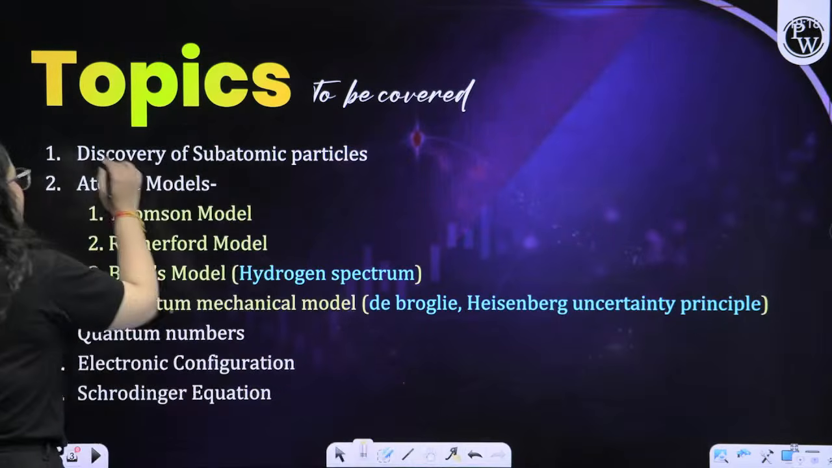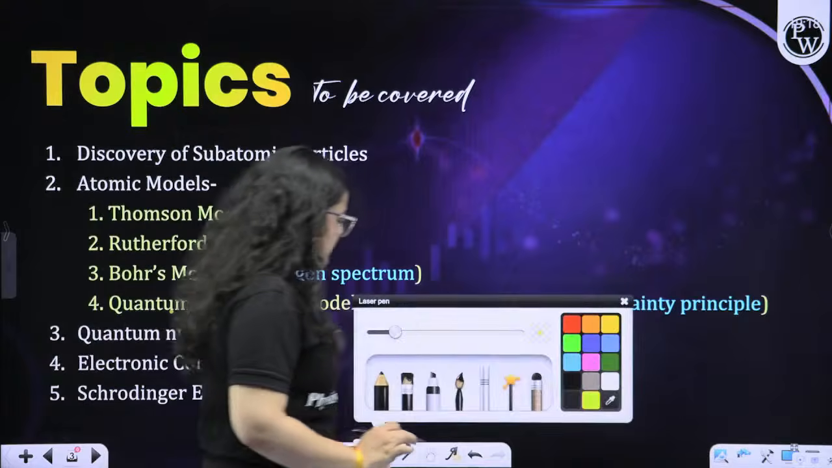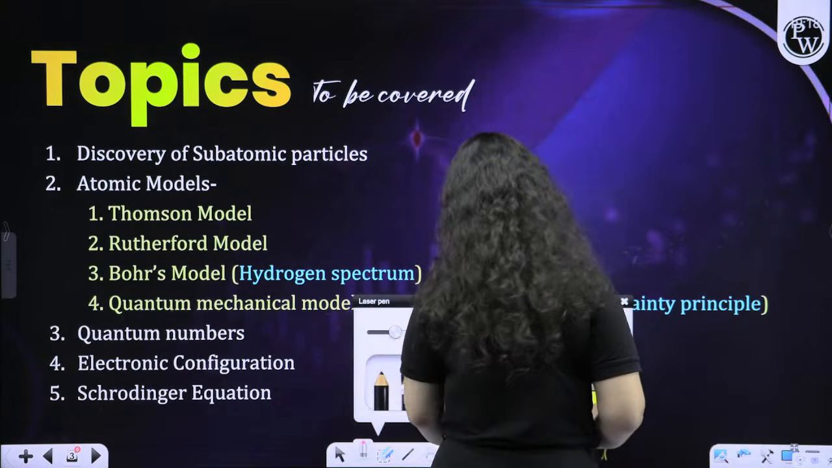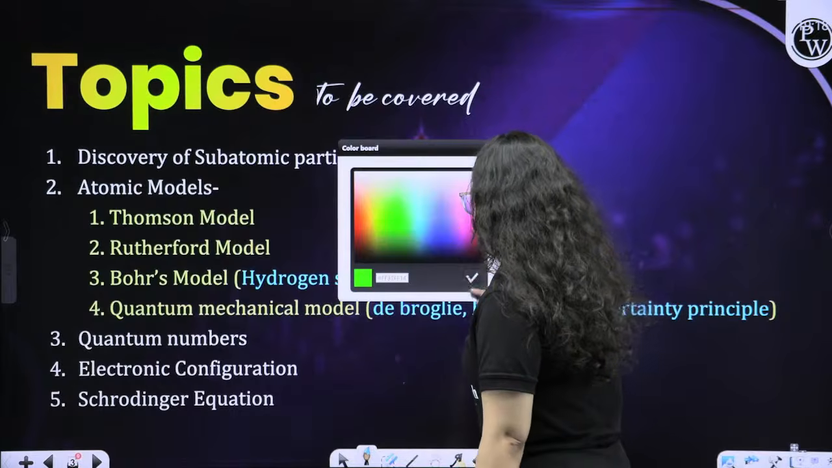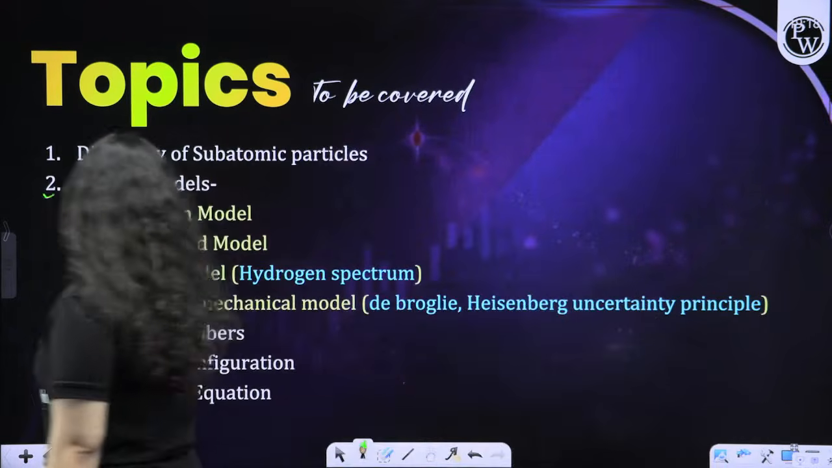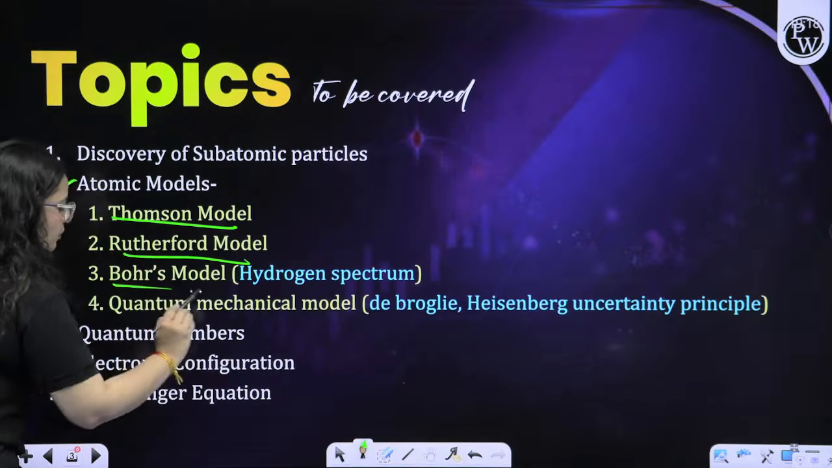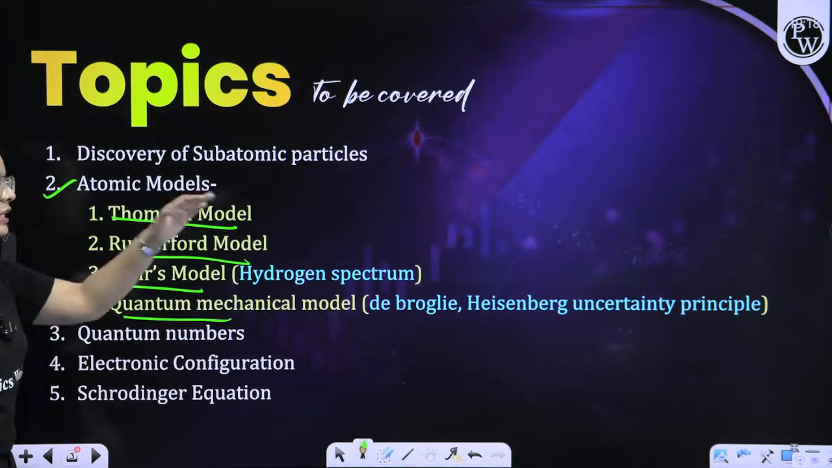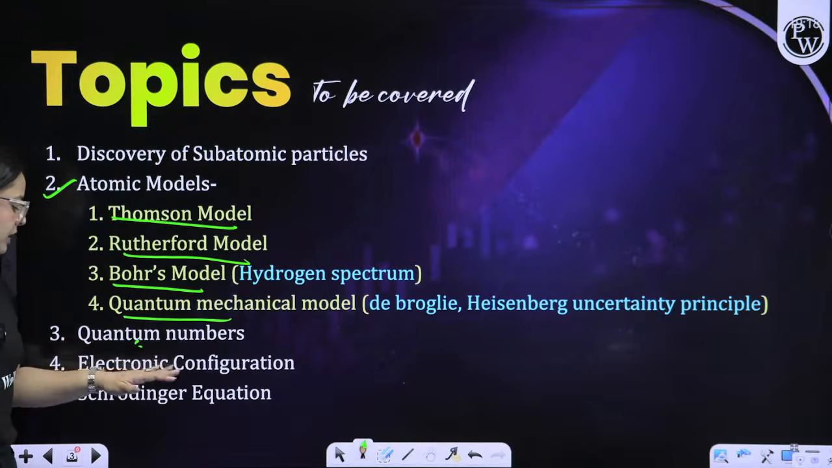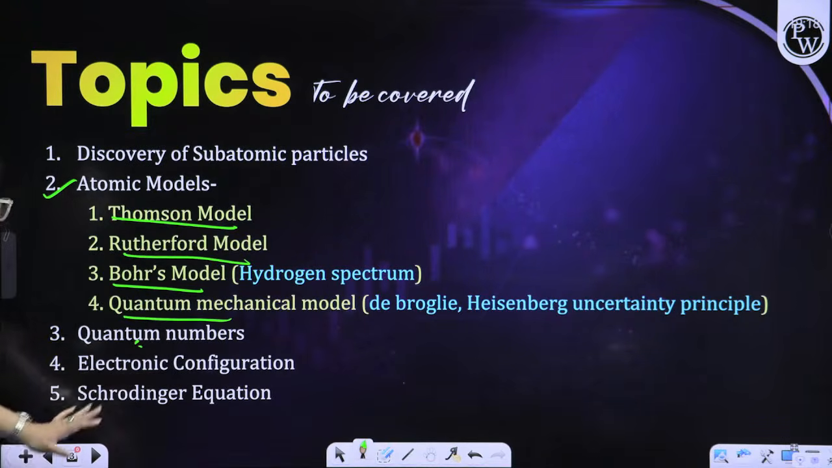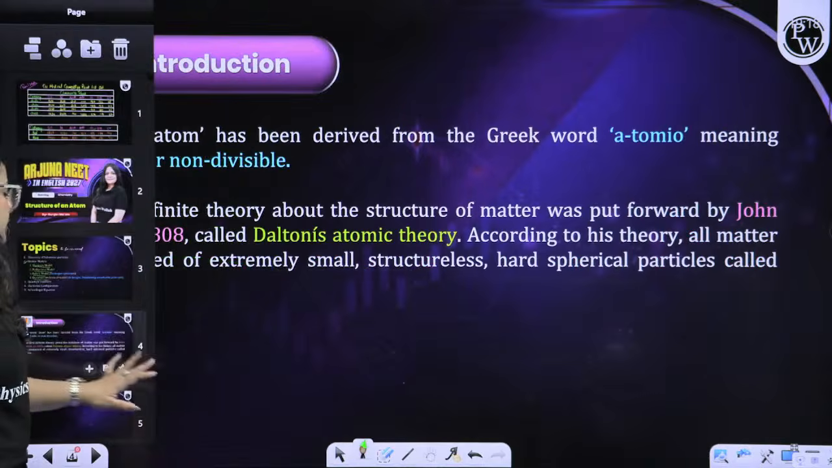These are all the topics that we're going to cover. The discovery portion, which is obviously very important. Moving on to the models: the Thomson model, the Rutherford model, the Bohr model, the quantum mechanical model. All these models we will cover. Then moving on to quantum numbers, configuration, and the Schrodinger equation. So these are all the topics that we will be covering in the chapter.